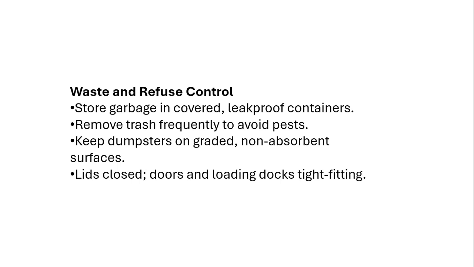Waste and refuse control. So garbage should be covered in leak-proof containers, so it shouldn't be dripping all over our floor. Remove trash frequently to avoid pests. We won't want to be providing food for them. Keep dumpsters on graded, non-absorbent surfaces. So large dumpsters should be basically on a concrete pad. And then lids should be closed. Doors and loading docks should be tightly fitted. You get all sorts of raccoons and things will get into the trash if you leave that door open.